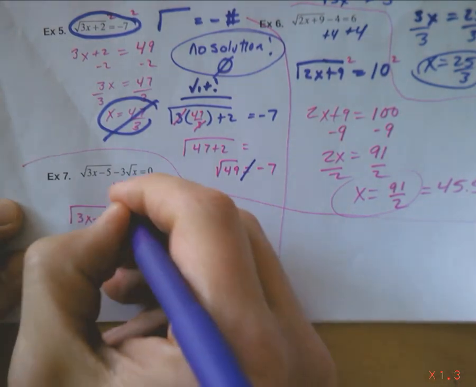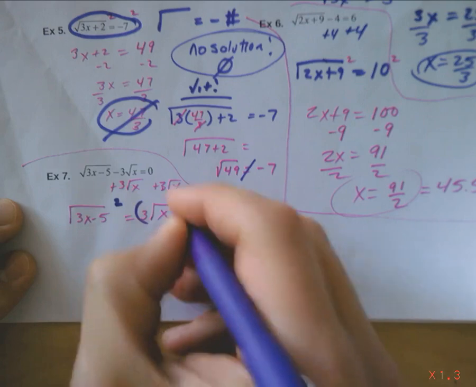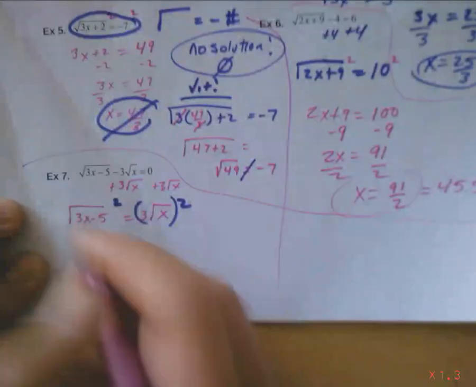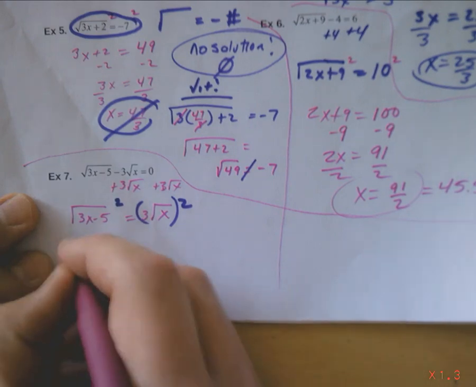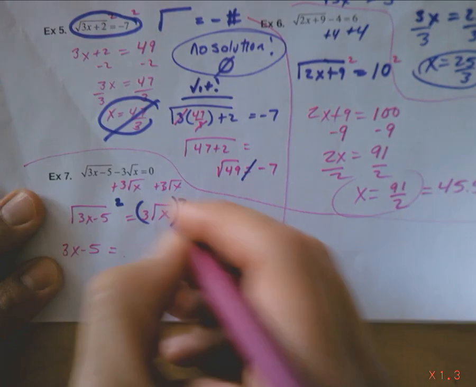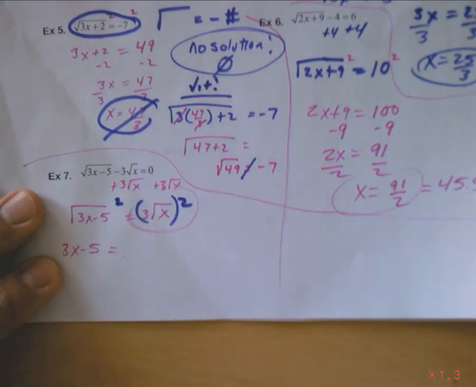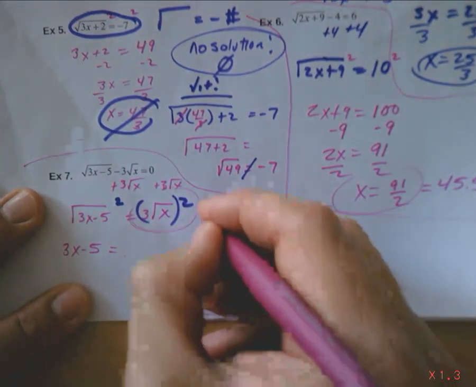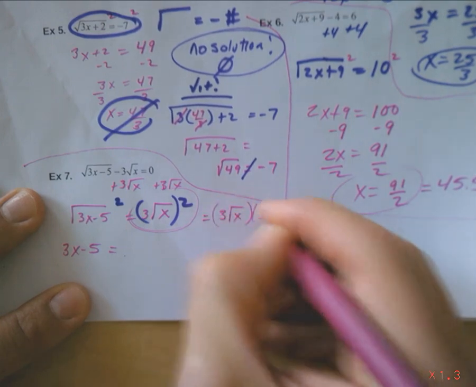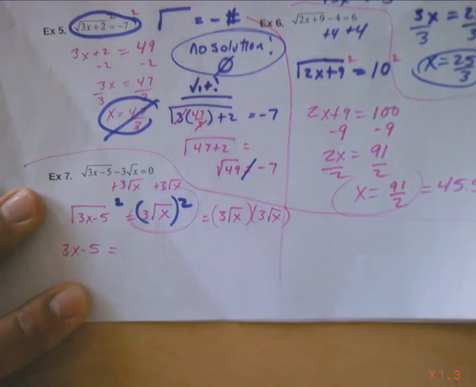We're going to square both sides. Okay. When you square the square root, we get what's inside. We get 3x minus 5. Now this one, you can look at this 2 different ways. You can look at this as 3 root x times itself. That's one way to look at it.